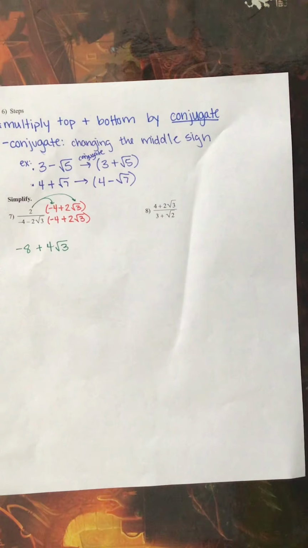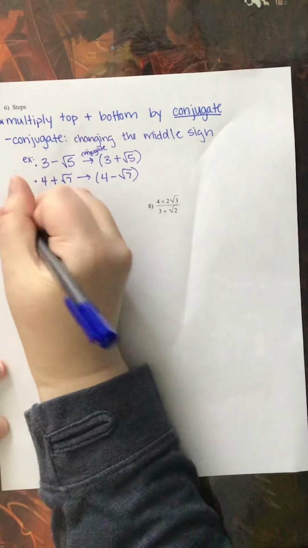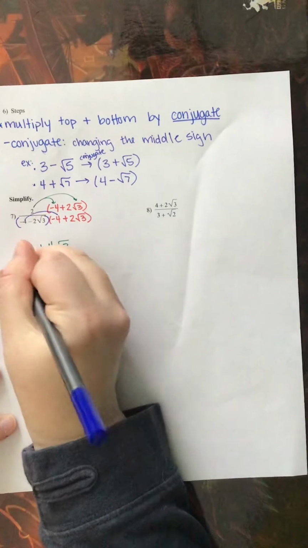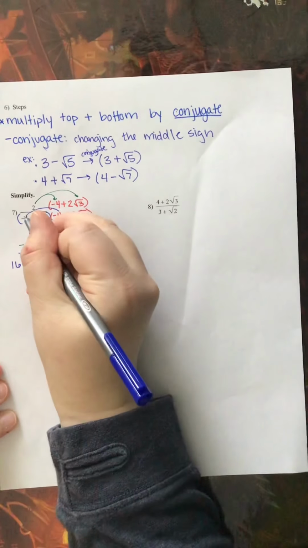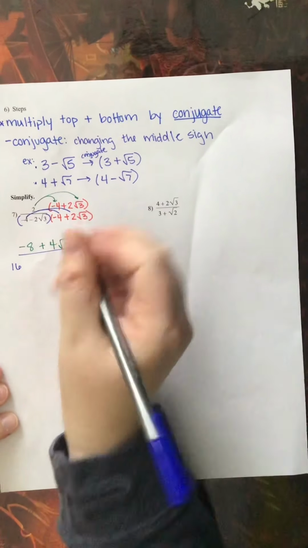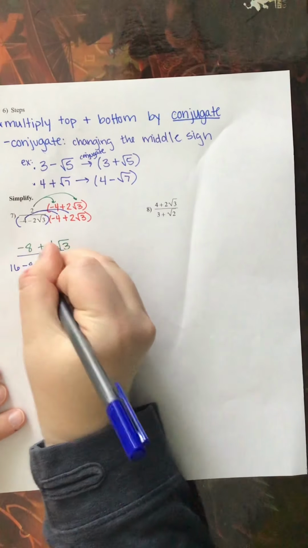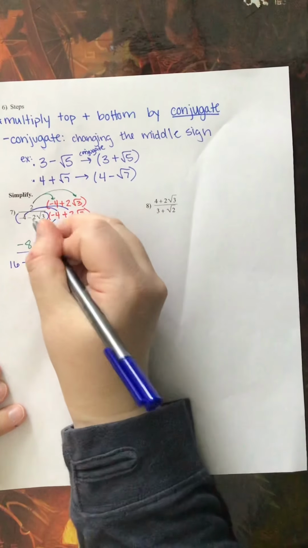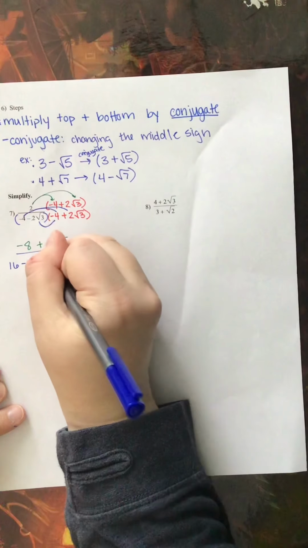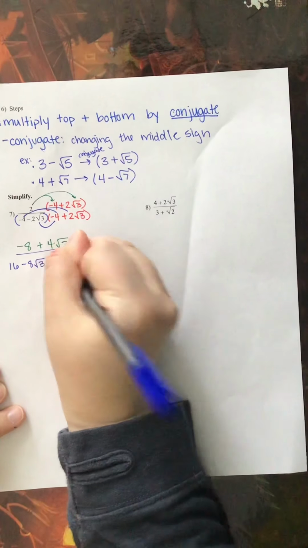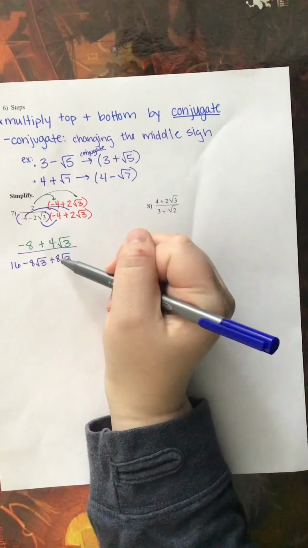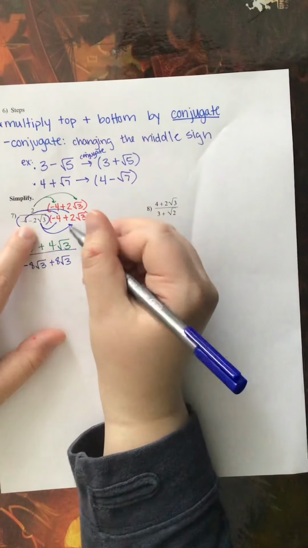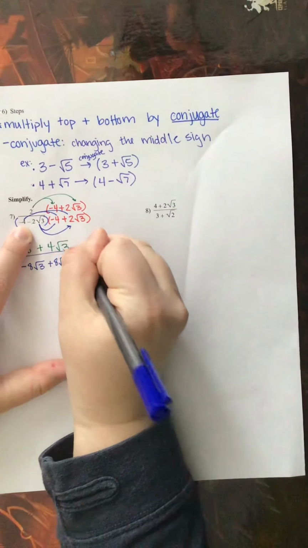On the bottom, I'm going to have to FOIL it, just like we've done before. So I would do negative 4 times negative 4, and that gives me 16. And then I would do negative 4 times 2 square root of 3, which gives me negative 8 square root of 3. Then I'm going to take this negative 2 square root of 3 to both things and get plus 8 square root of 3, because negative 2 times negative 4 is 8. And then I take it to this one, and I get negative 2 times negative 2 is negative 4.